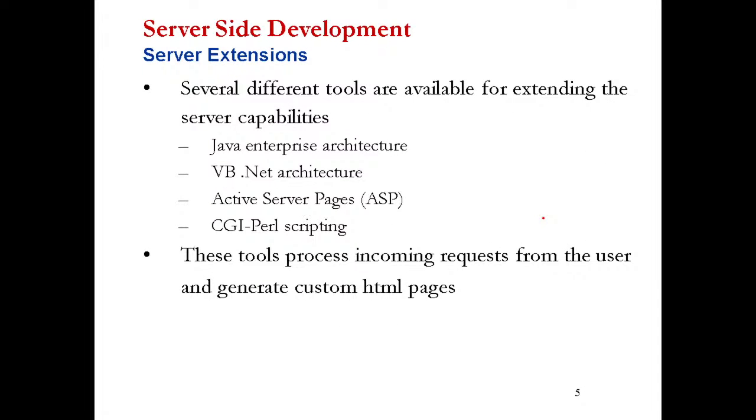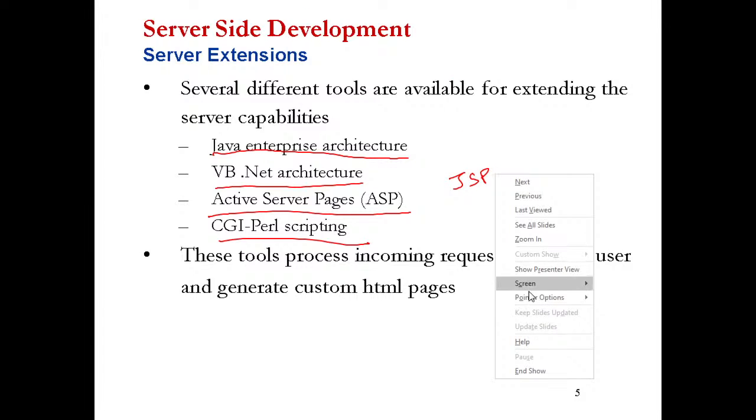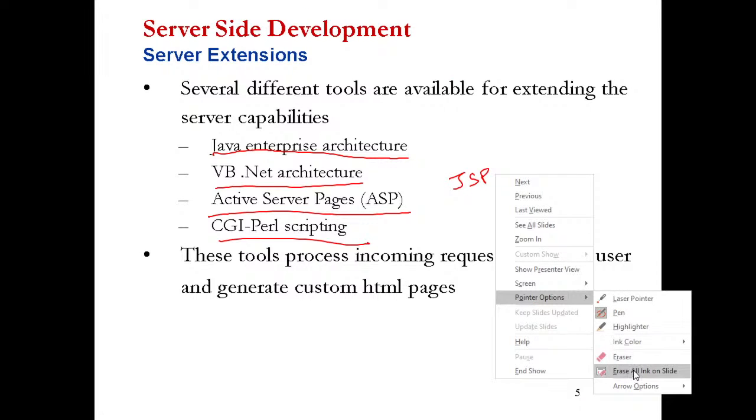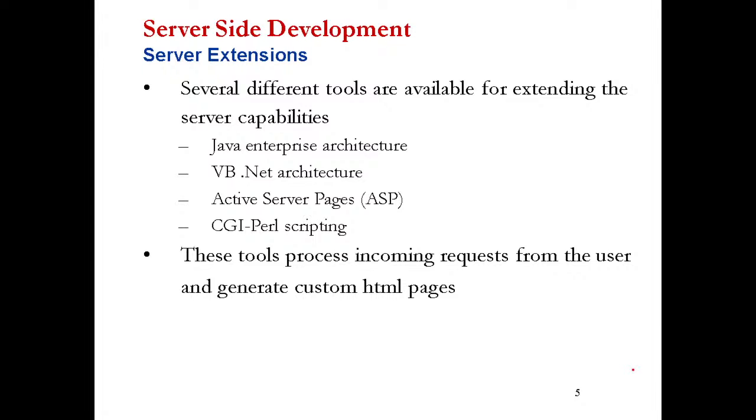Server-side development: server extensions. There are different types of tools available for extending the server capabilities. First is Java Enterprise Architecture. Another is VB.NET, Active Server Pages. There is one more, JSP, then CGI and Perl. These are all tools used to extend the server capabilities. Although we have studied that web servers basically serve static pages, to make them dynamic we have to use different tools. You can use any tool from these.